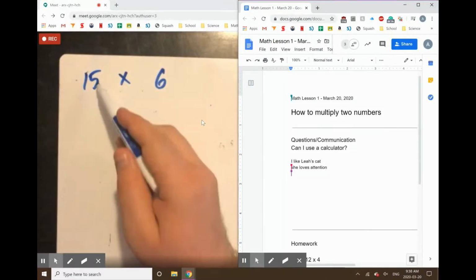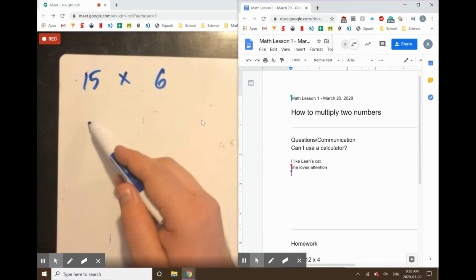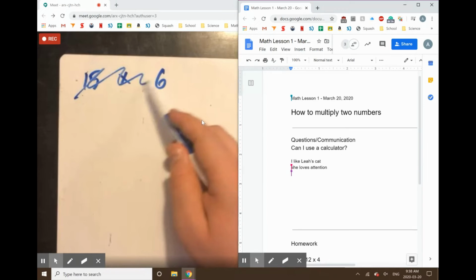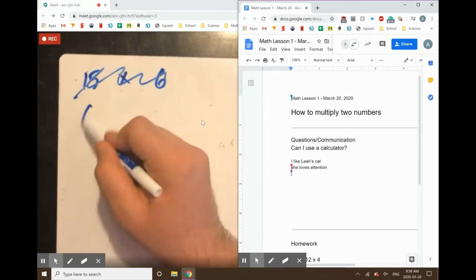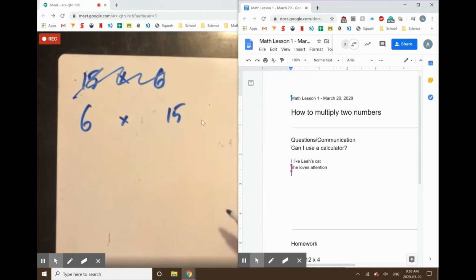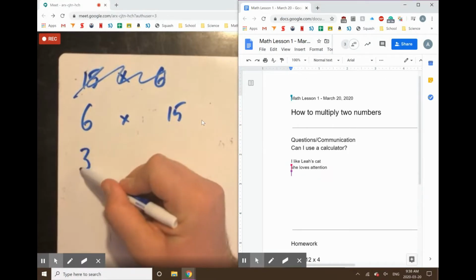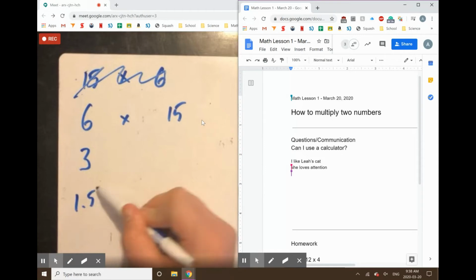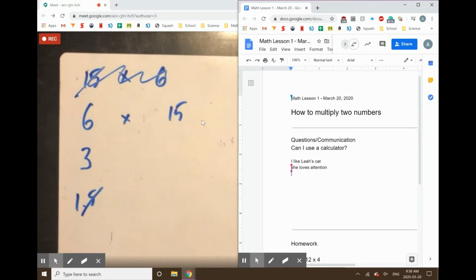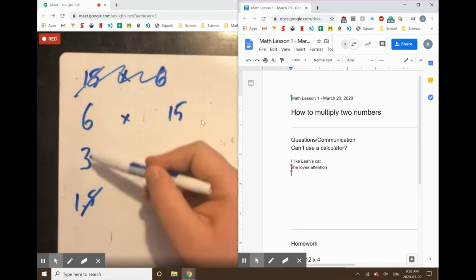One quick tip, it's going to be easier if we half the smaller number rather than the larger number. So I'll rewrite this as 6 times 15 instead. That way we're not going to need to half as many times. So 6 in half is 3. 3 in half is 1.5. But again, we just ignore the 0.5s. And so our row of numbers is 6, 3, 1.